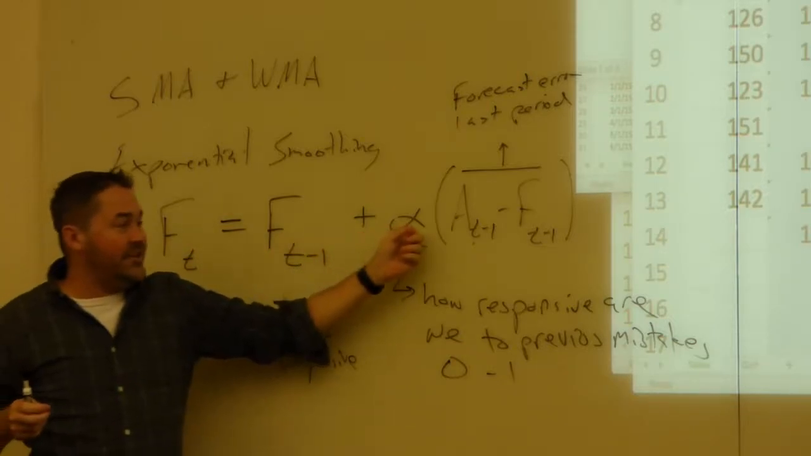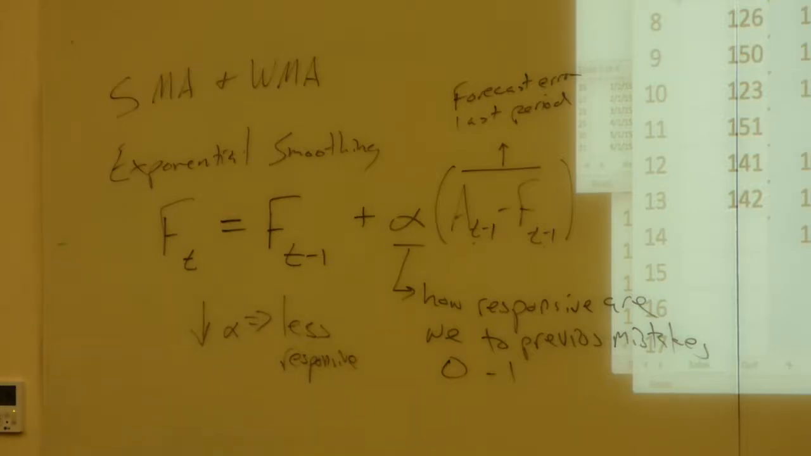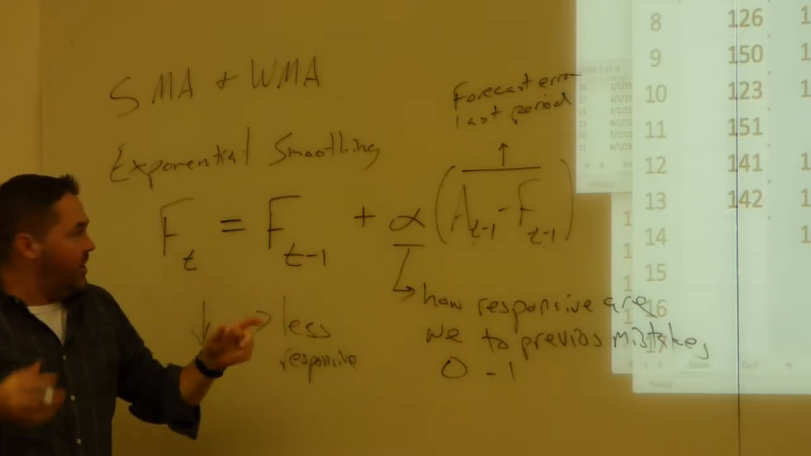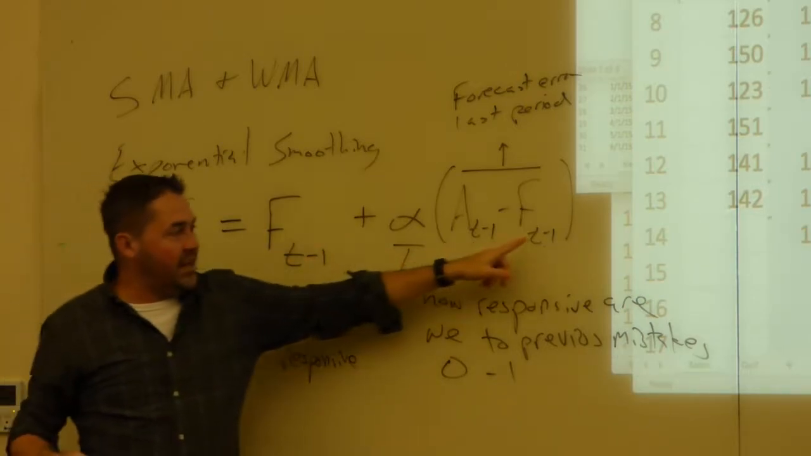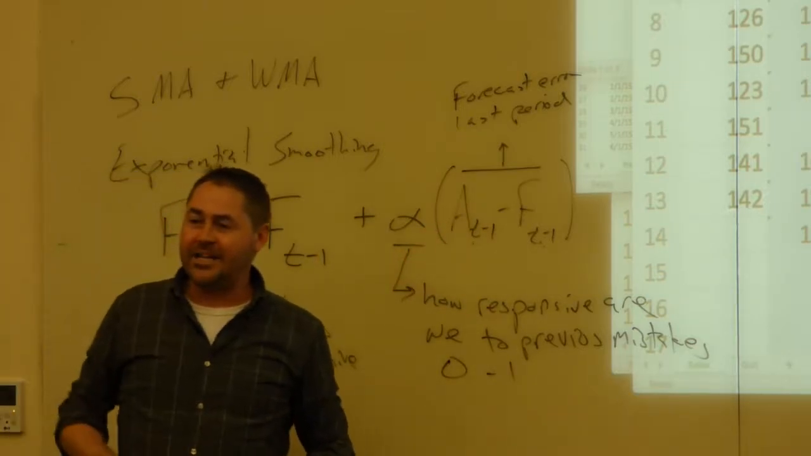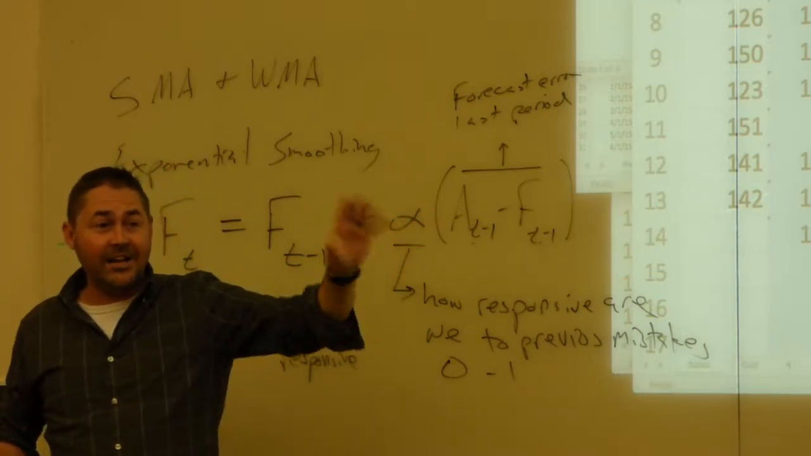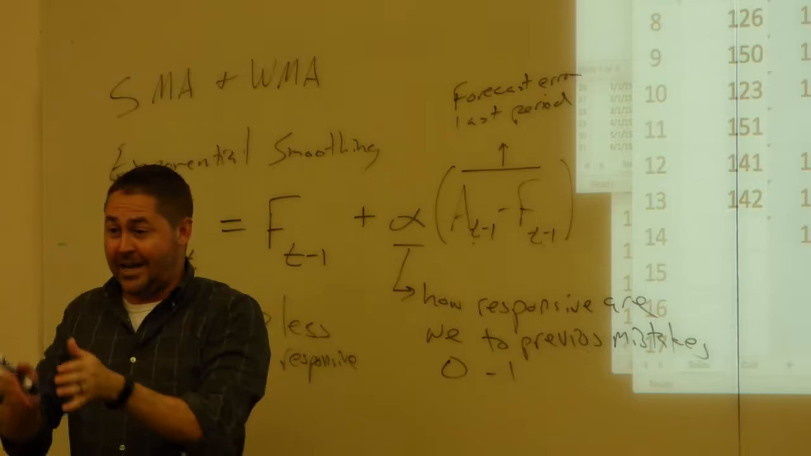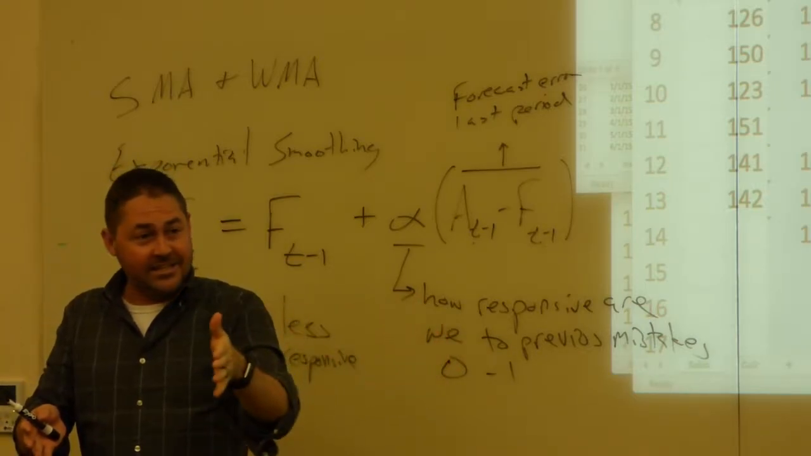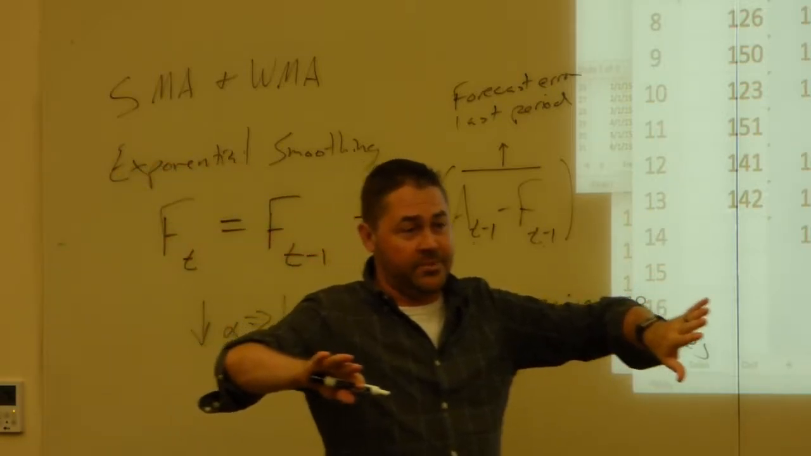Now, if alpha is 1, let's go to the other extreme, where we keep changing everything. If alpha is 1, we don't need to think about it, because anything times 1 is that number. What cancels out? F minus F, and what are you left with? Just A. So that means you change your forecast for today to simply what happened yesterday. No sense of consistency, nothing. So 0 and 1 are the far extremes.